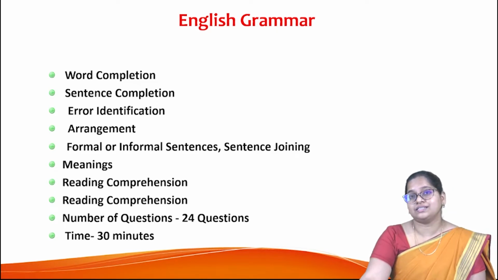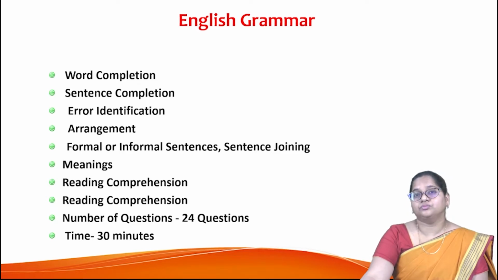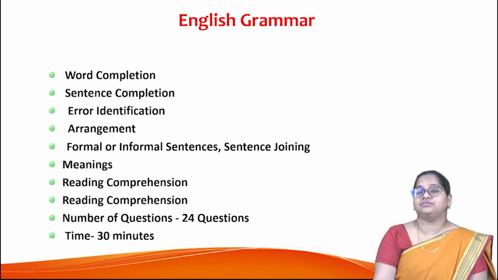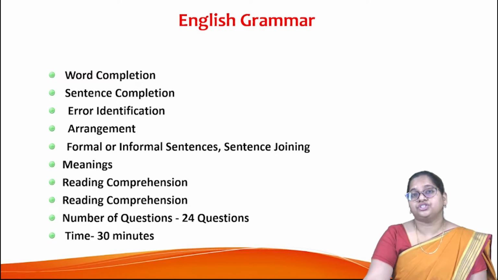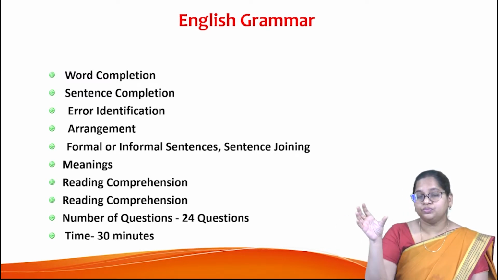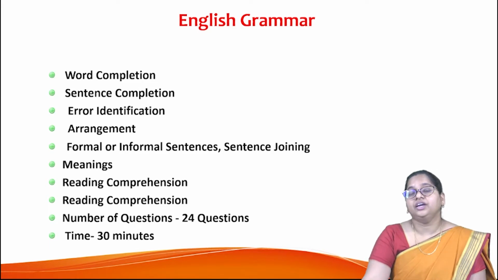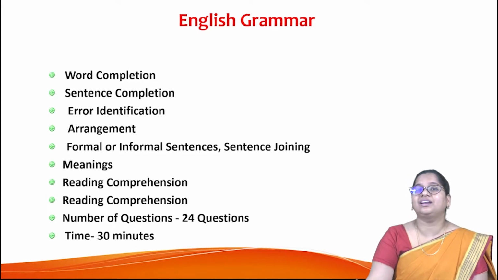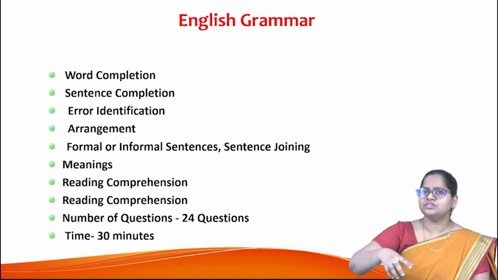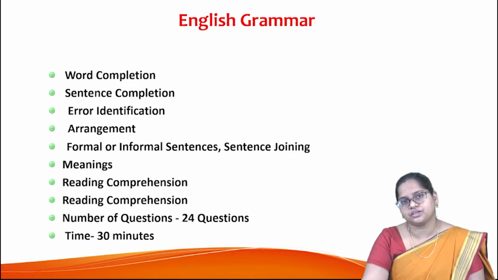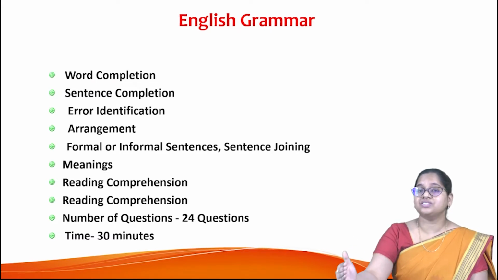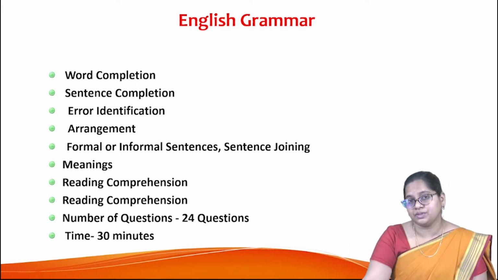Formal or informal sentences, and sometimes the sentence joining concept appears. Again, it's all about sentence completion. It is all sentential aspects where you join different short sentences into a meaningful sentence, and sometimes you complete the sentence with the appropriate word. Sometimes you identify the grammar mistake in a particular sentence and come up with a clean grammatical sentence. These are all different aspects of sentence construction. So sentence arrangement or sentence construction is part of this verbal English paper.